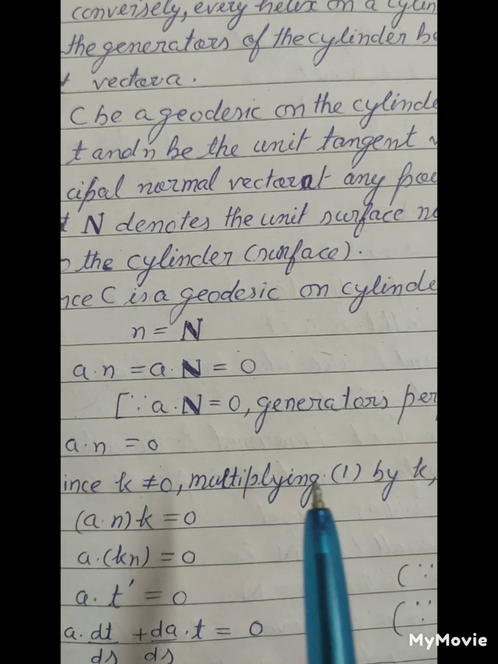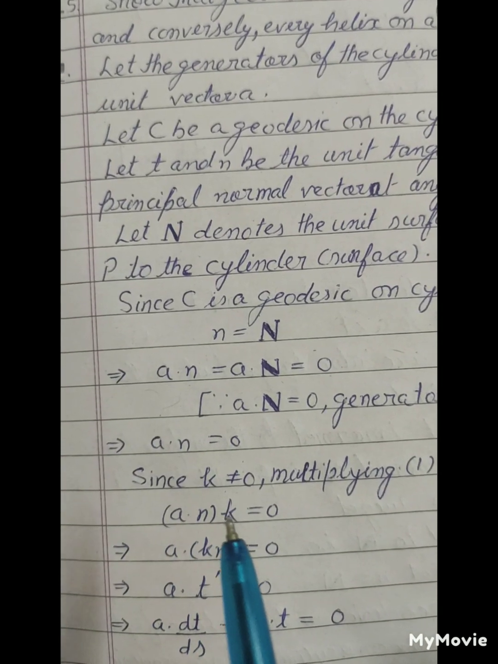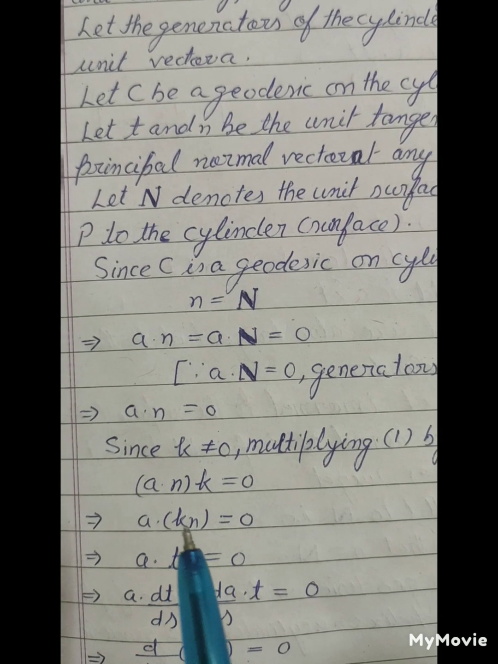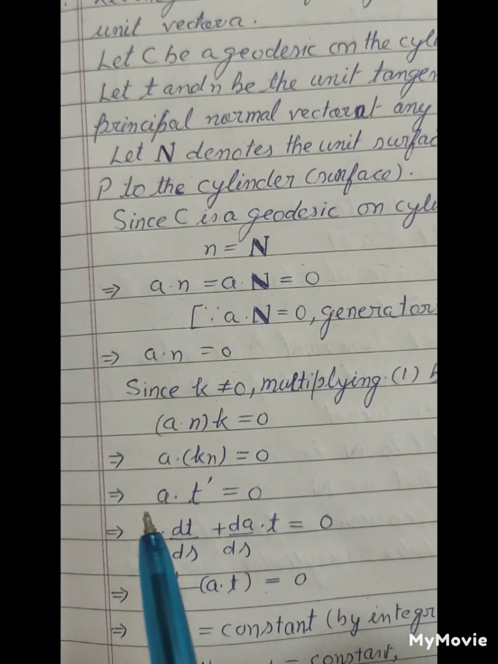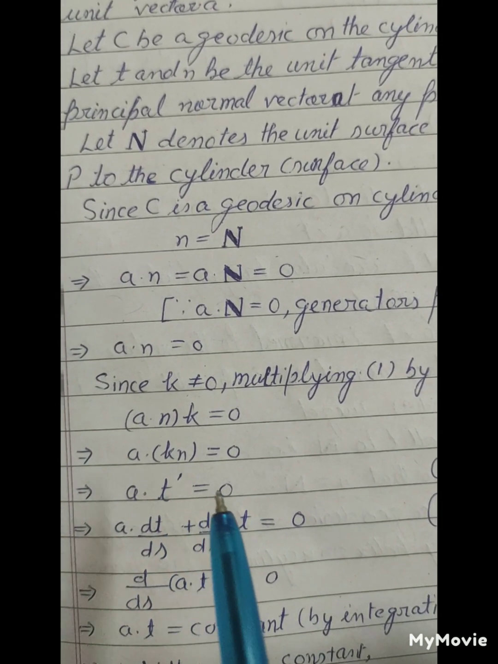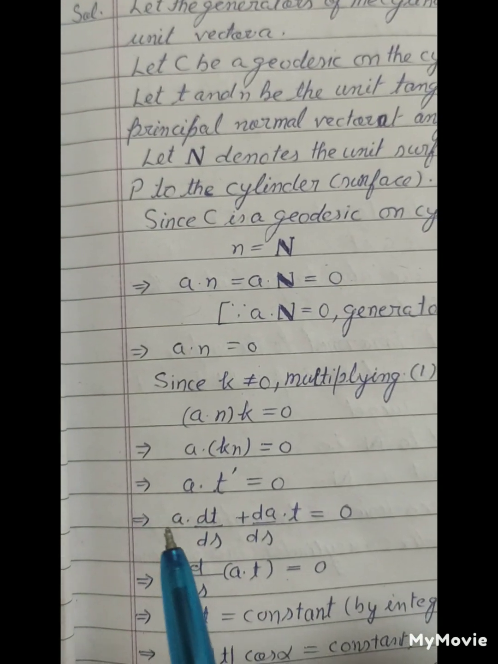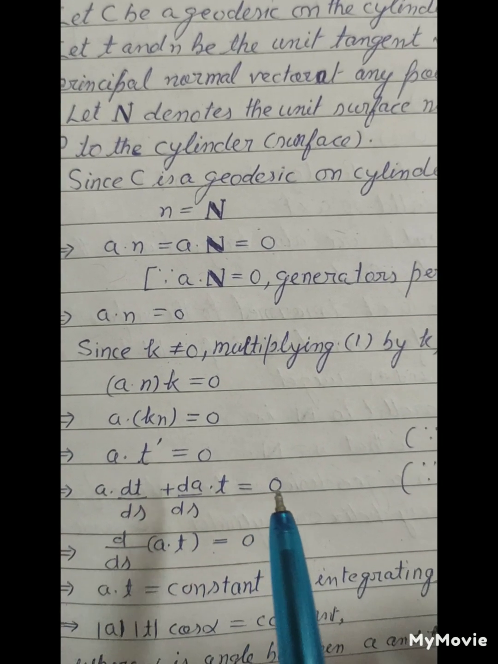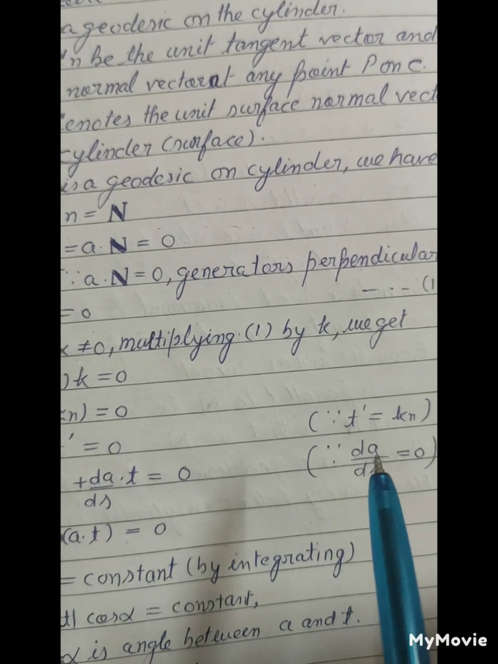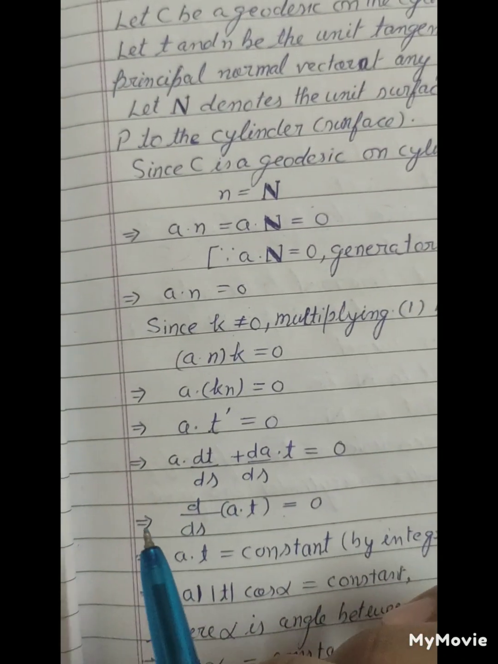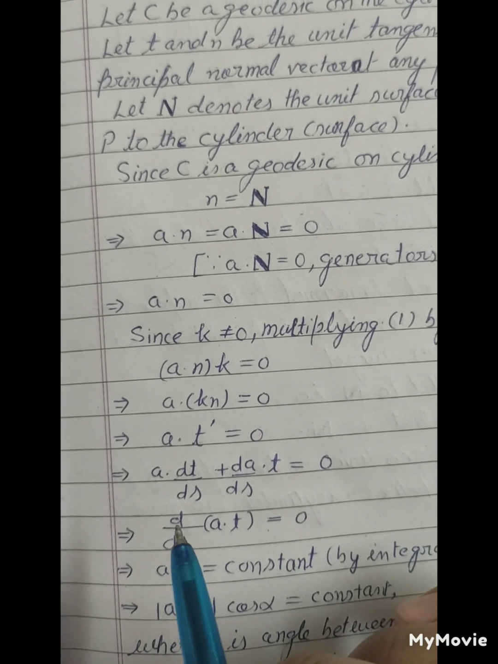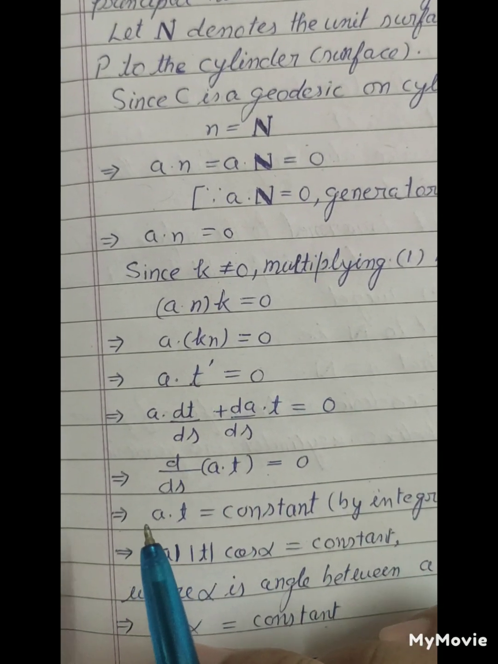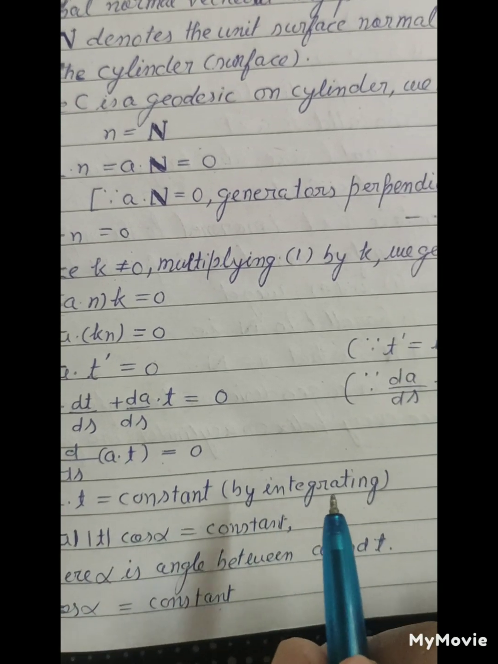Since kappa is not equal to 0, multiplying by kappa, we get A dot n kappa equals 0, which implies A dot kappa n equals 0, which implies A dot T' equals 0, because T' equals kappa n. Which implies A dot dT/ds plus dA/ds dot T equals 0, because dA/ds equals 0, which implies d/ds of A dot T equals 0, which implies A dot T is constant by integrating.